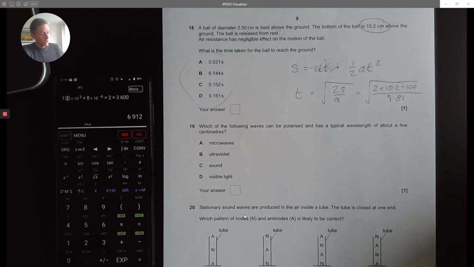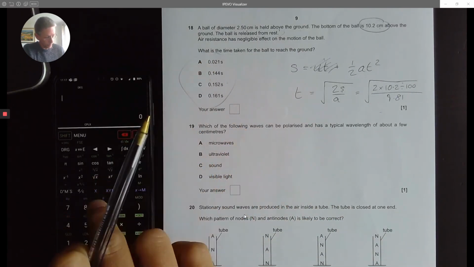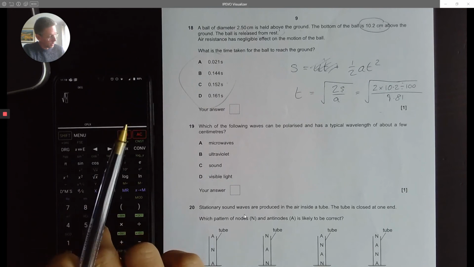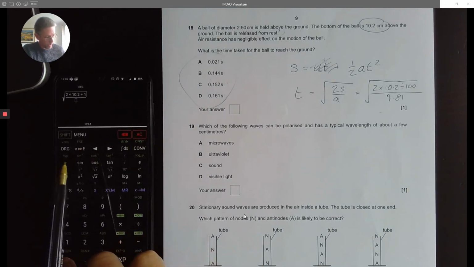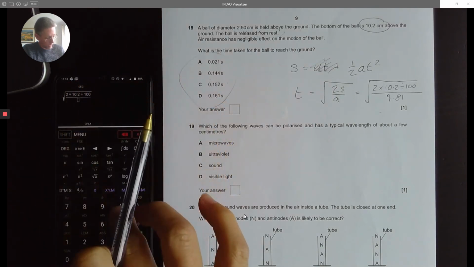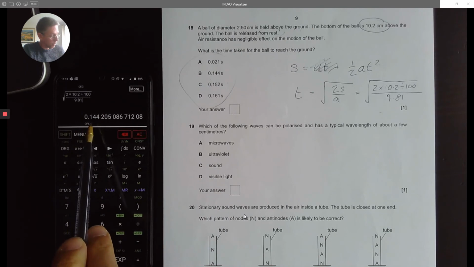So hopefully that's one of those on the list. We've got 2 times 10.2 divided by 100, over 9.81, and our answer comes out as 0.144, which is there, B.